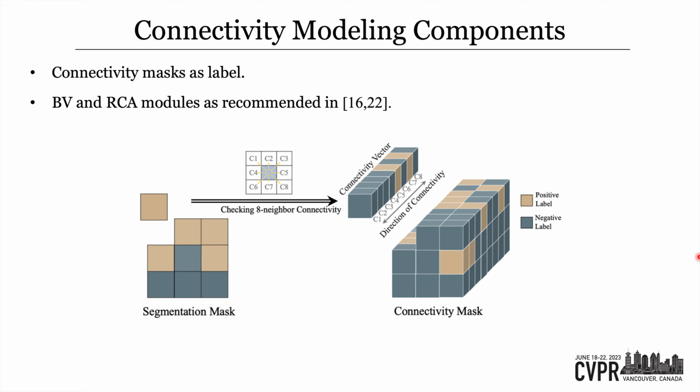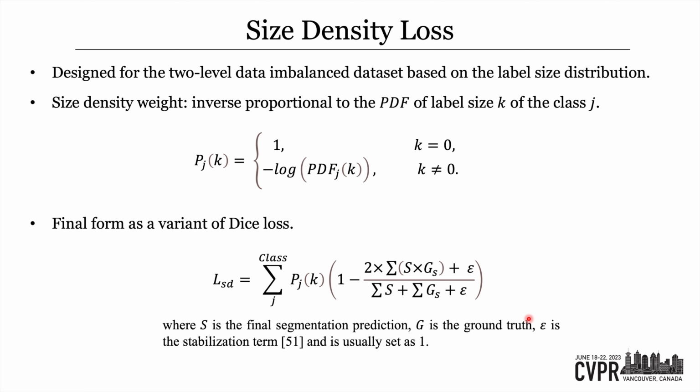For our problem modeling part, we use the connectivity mask as the training label, and all other modules are kept from the original connectivity modeling method. We also proposed a loss function based on label size distribution, called size density loss, to deal with the two-level imbalance data in medical segmentation. We first sample the entire dataset and get the probability density function of the label size for different classes. We use the inverse logarithm of the PDF as an initial weight for each class, and we combine this weight with the dice loss, which gives the final size density loss.